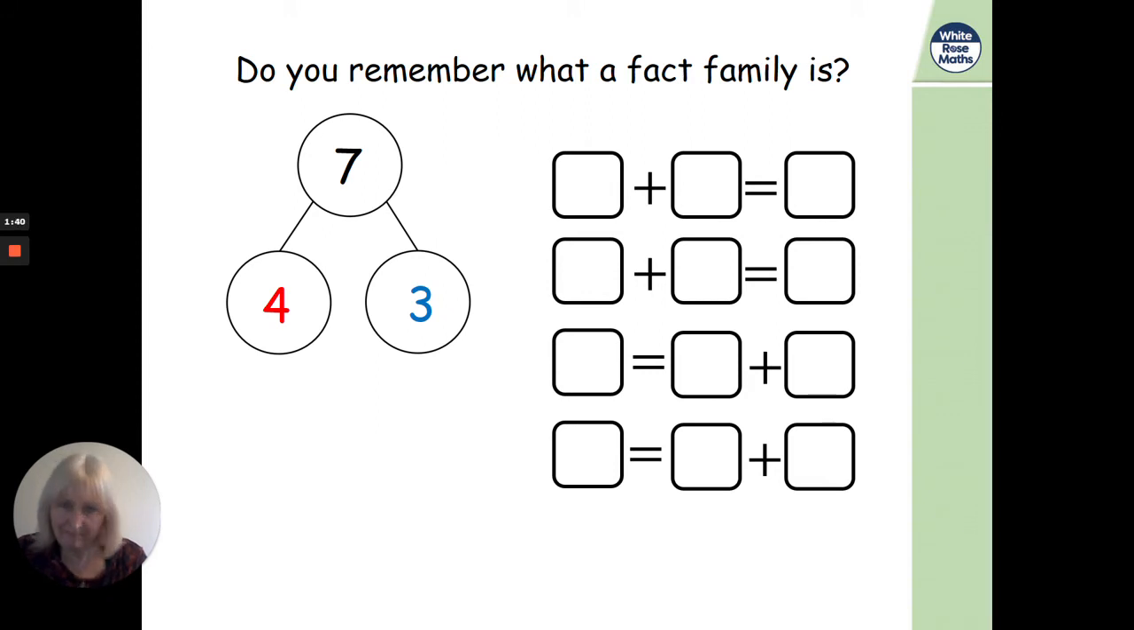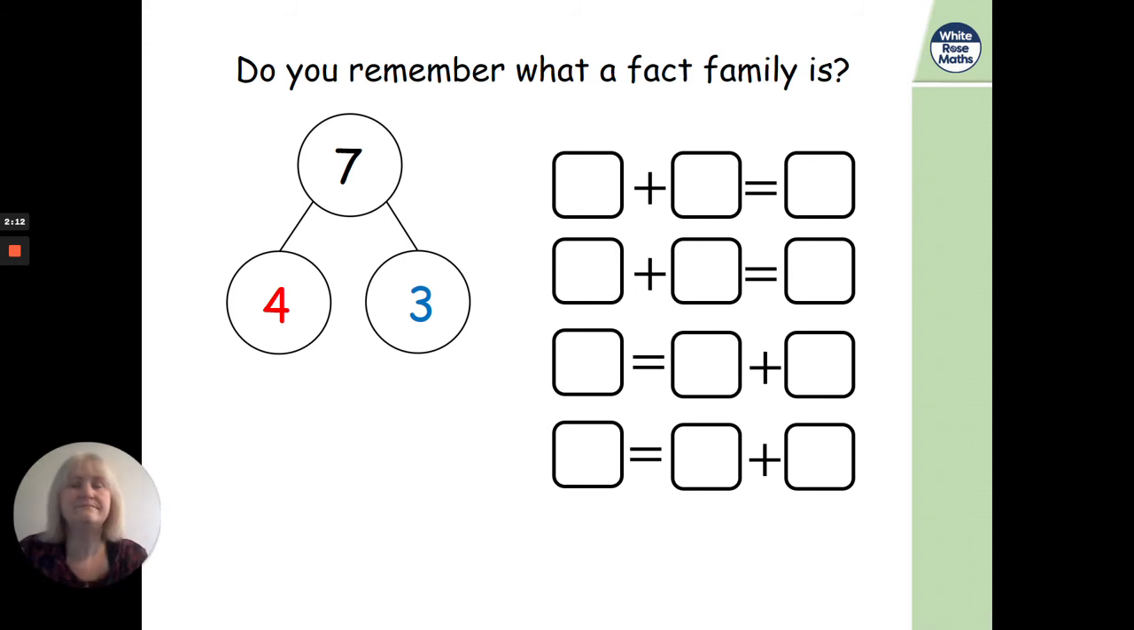Do you remember what a fact family is? Now, we started these in class a little while ago. Let's have a look at this cherry diagram. You can see that the whole number 7 can be made from 4 and 3. There's lots of other ways you can make number 7, but in this diagram we're using the numbers 4 and 3 to total 7 altogether.